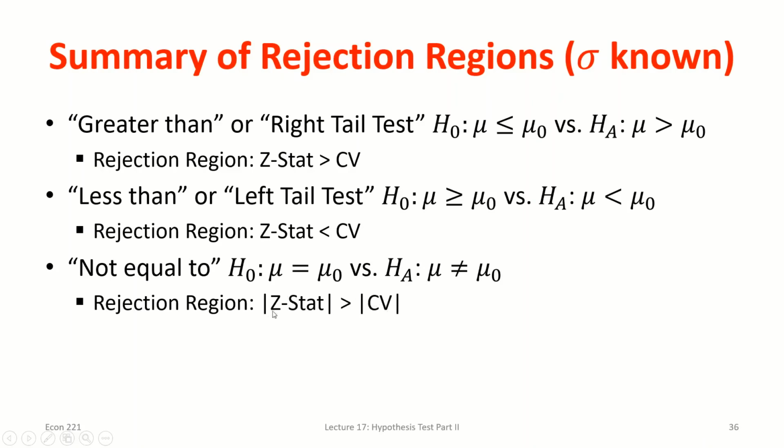And in fact, if you want to follow this rule so you don't have to worry about the signs, you always reject if the absolute value of your test statistic is greater than the absolute value of your critical value. That way you don't have to worry about left-tailed or right-tailed in terms of signs. You just have to look at the absolute value. If it's not greater, you fail to reject.